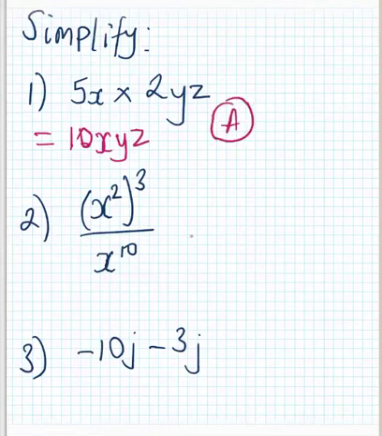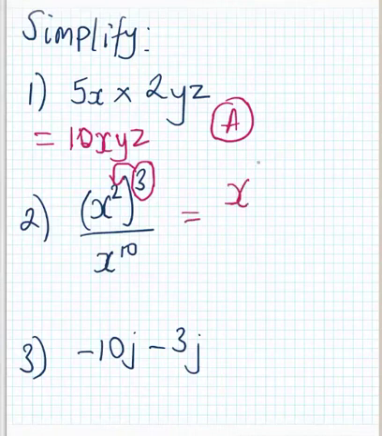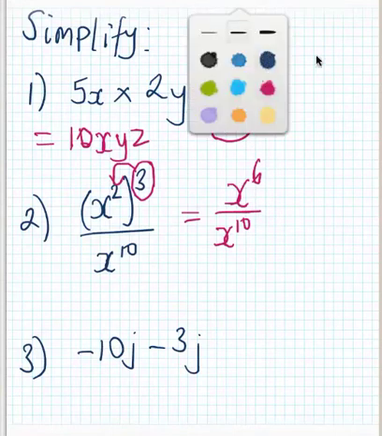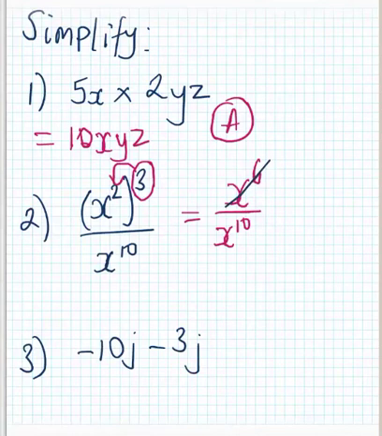All right, number 2, we can see we have one of the index laws that involves brackets and powers. And we know that if we have a power outside the bracket, we multiply it with the power or powers inside the bracket. In this case, there is 1 power 2. So 2 times 3 is 6. So I end up with x to the power of 6 over x to the power of 10. Now we don't stop there because we can see we have the same base on top and bottom. So I have 6 x's on top and 10 on the bottom. And I cross off my smallest amount, it's gone.